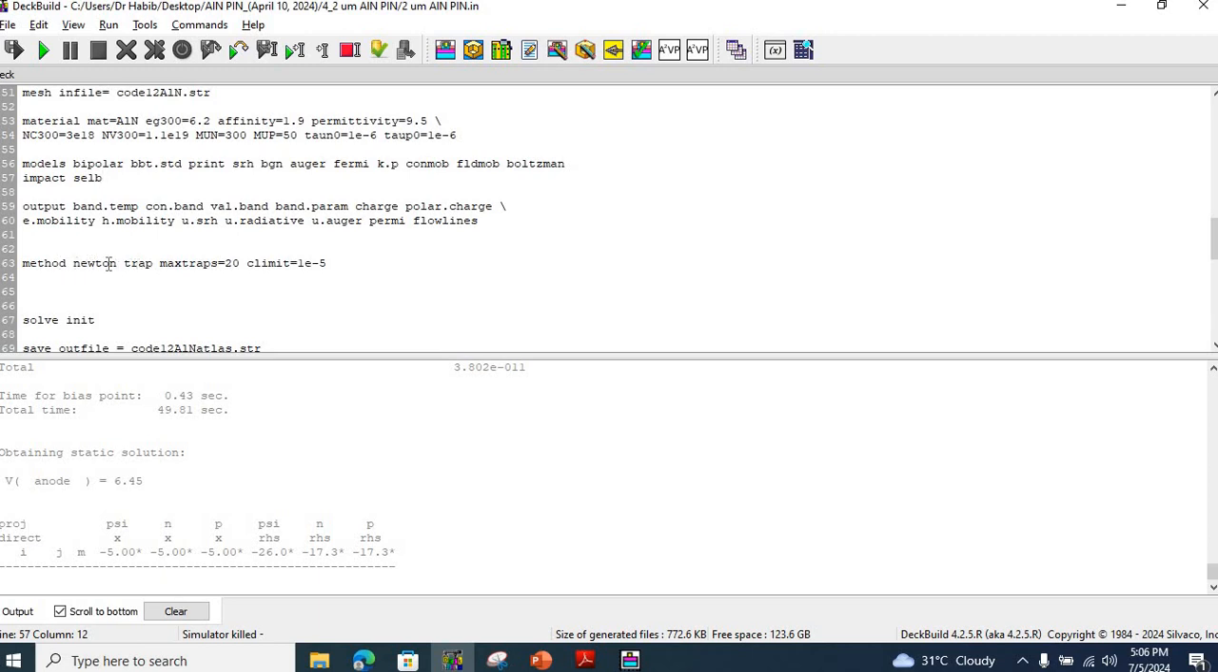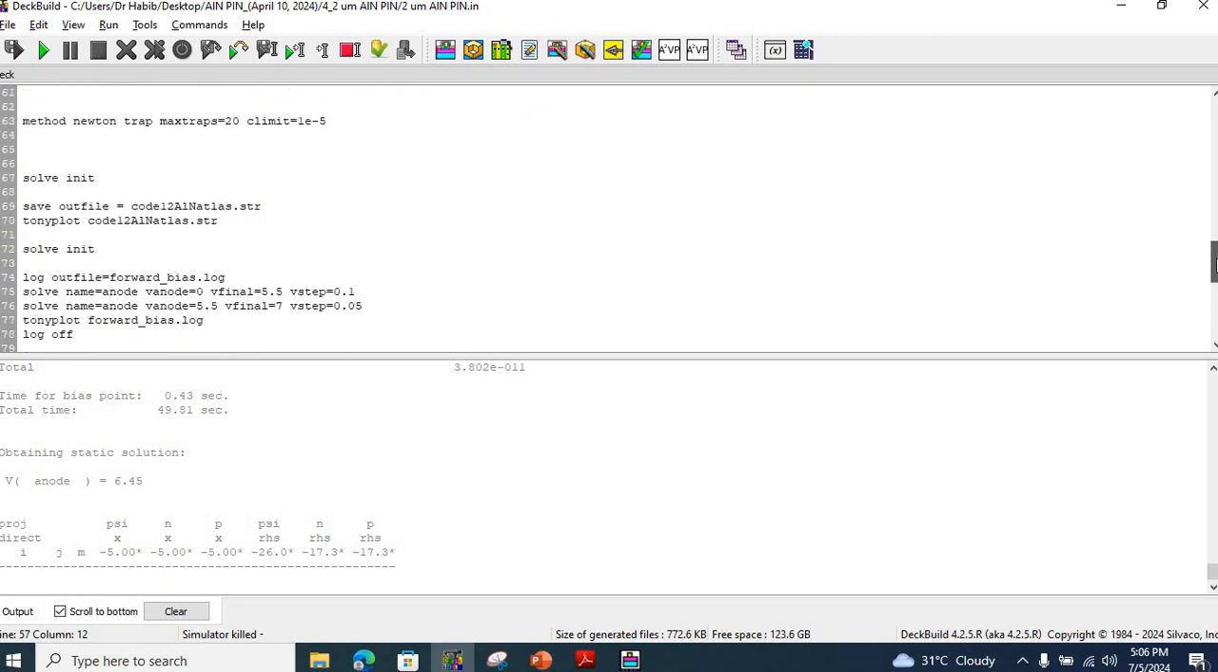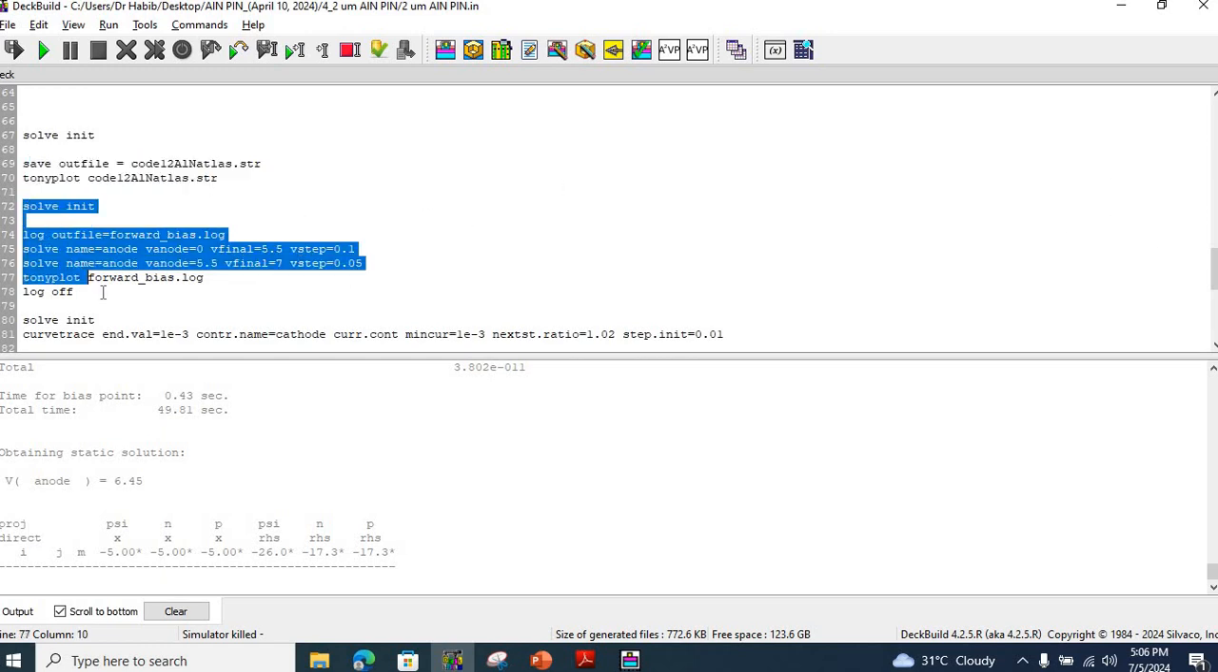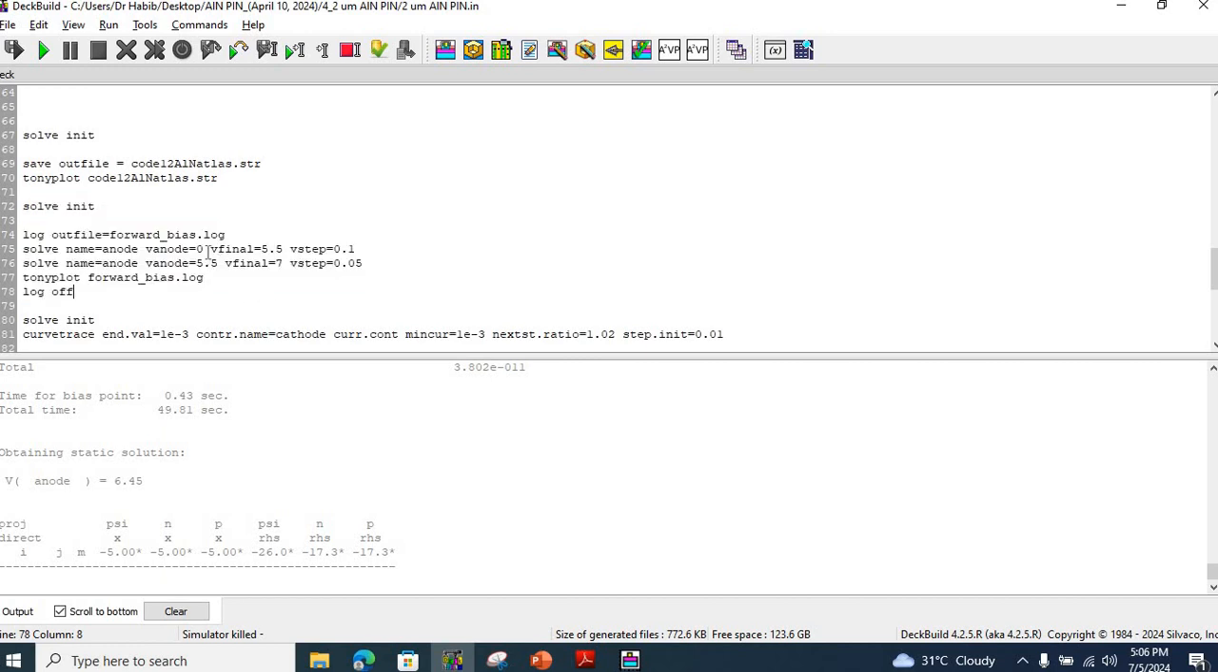Then I will introduce Newton method for numerical simulation of the semiconductor device. Here I save the structure under thermal equilibrium. In this block of code, I'm running the structure under forward bias, initially from 0 to 5.5 at a step of 0.1 volts, and then later from 5.5 to 7 at a step of 0.05 volts.